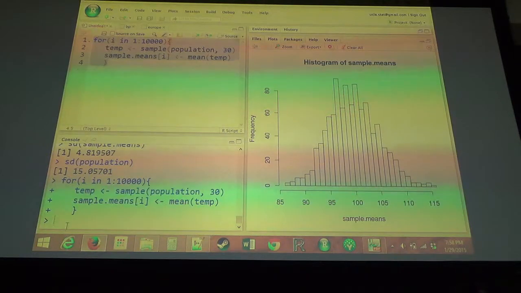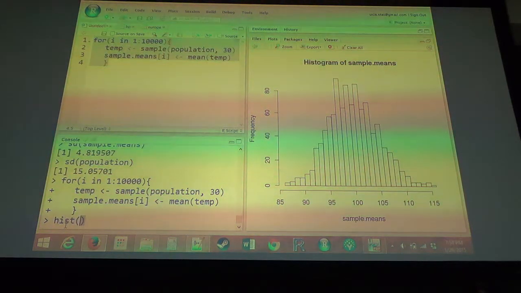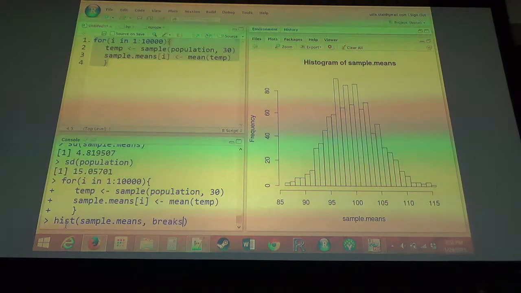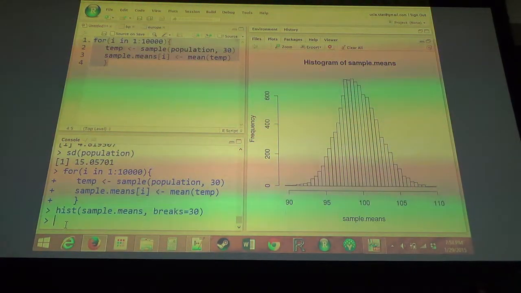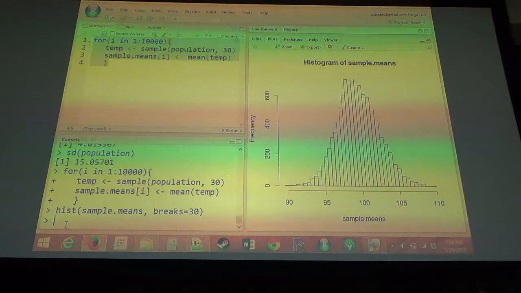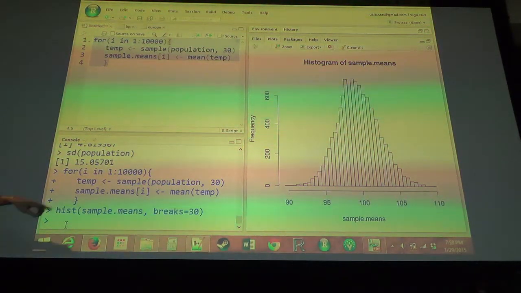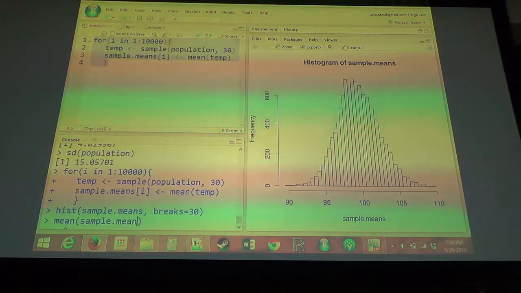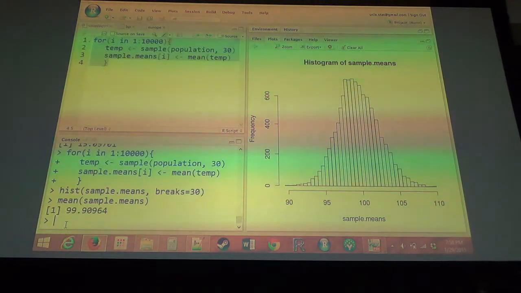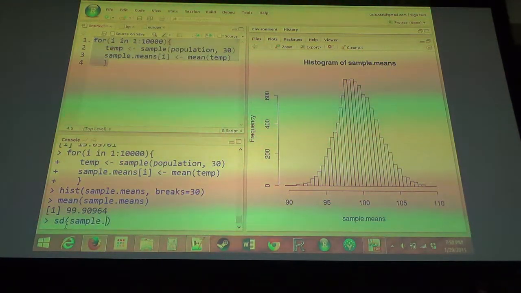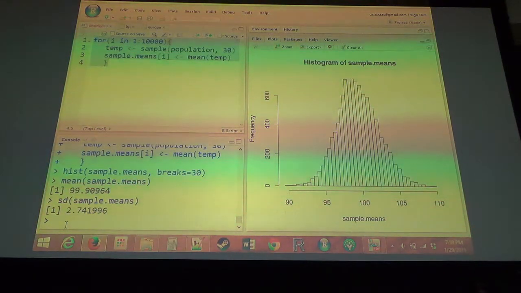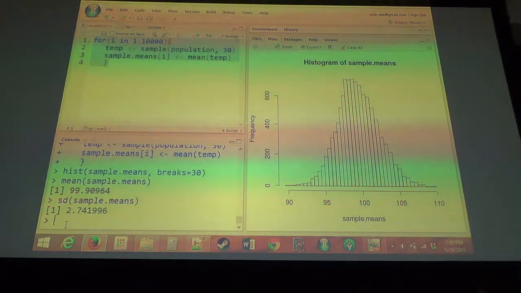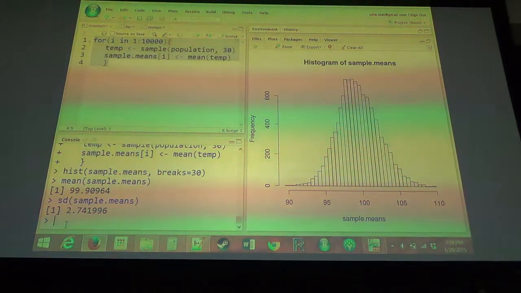Let's take a look at the histogram here. It looks like that. Also very normal. Let's look at the mean and the standard deviation. And we see the standard deviation is even smaller here. When we increase the sample size, the standard deviation got even smaller.